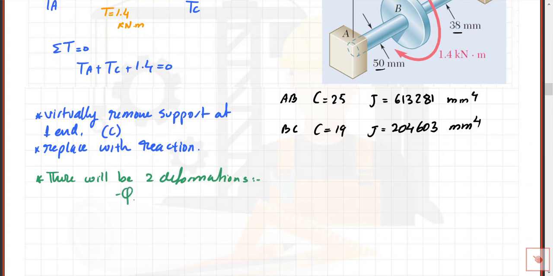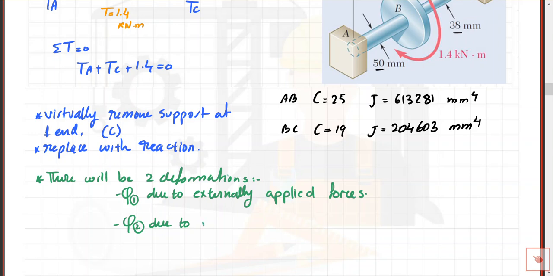The first one is called phi 1, which is due to externally applied forces. The second is called phi 2, which is due to the virtual reaction, or due to the virtual deformation or virtual action of TC.